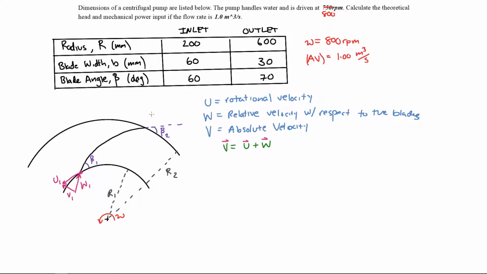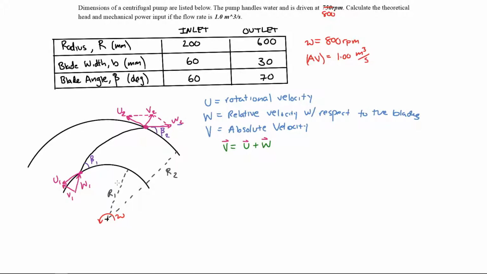And then we can repeat the process over here. The blade is rotating in this direction, so its linear velocity points like that. The relative velocity is again along the blade. So this would be W2. This should be a 2. And then when you add these vectors together, you should get something like this. So that's essentially everything you need to solve this problem.